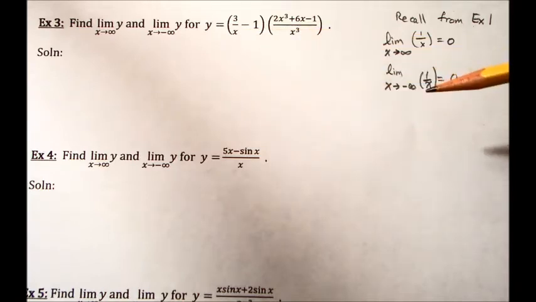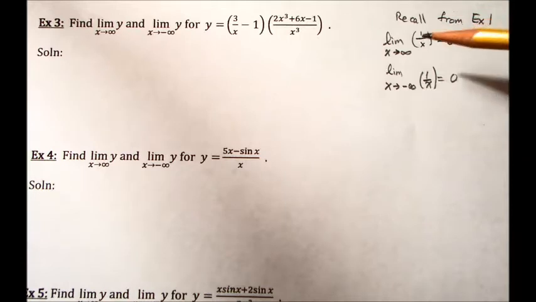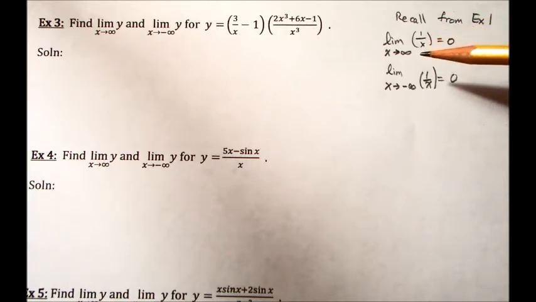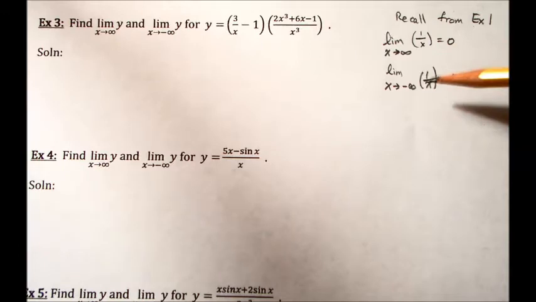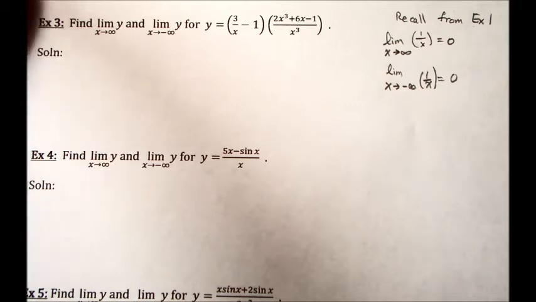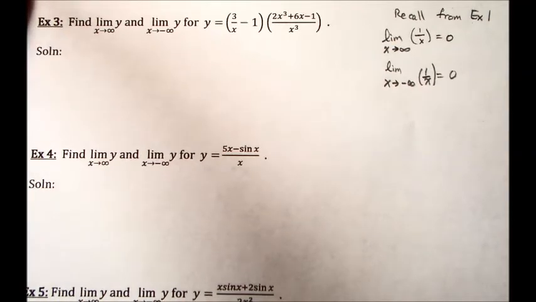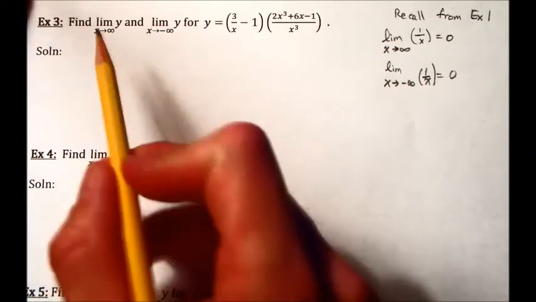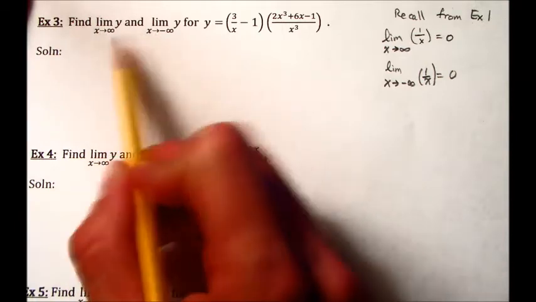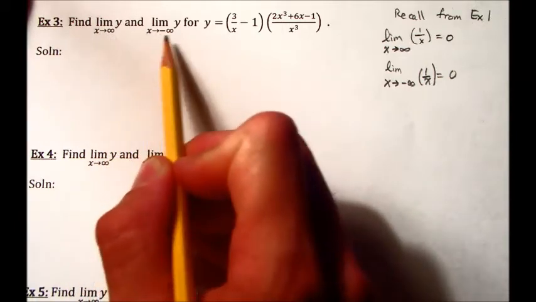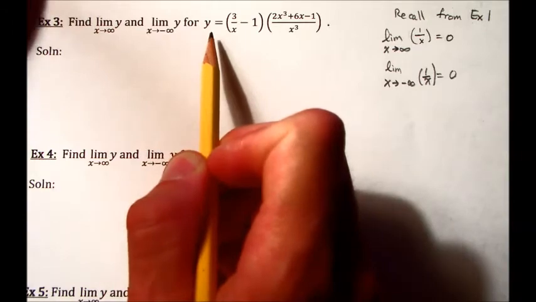notation. Okay, just a quick recall from example 1, that the limit of 1 over x as x goes to infinity is 0. And that is also true for the limit of 1 over x as x goes to negative infinity. You should refer back to example 1 if you need. Okay, we're going to be finding limits both to negative infinity and to positive infinity here for y. This is the given function.